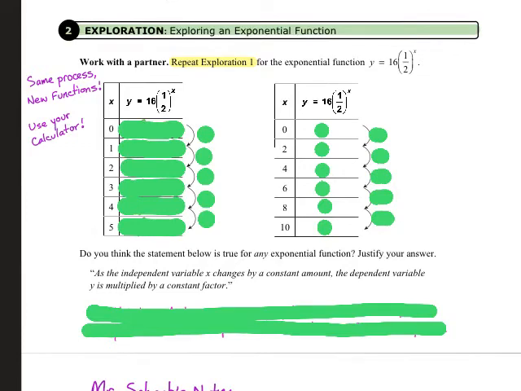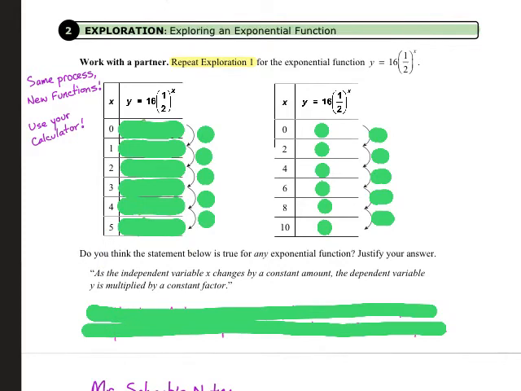All right, so now let's hop down to exploration number 2. Now we're going to do the same process, but you can see that we have a new function. We're not using 16 times 2 to the x anymore. It's 16 times 1/2 to the x. So I would really recommend you use your calculator. If you plug it in, like I said, you know how to do this by now. If you plug in 16 parentheses, 1 divided by 2, close parentheses, and then raise that to whatever power you have here for your x values, the calculator will give you the right answer. Just make sure you're using those parentheses appropriately.